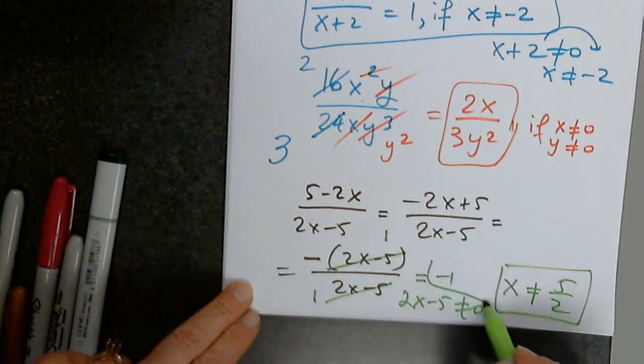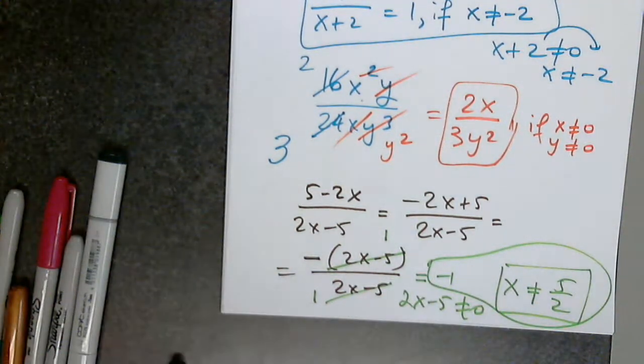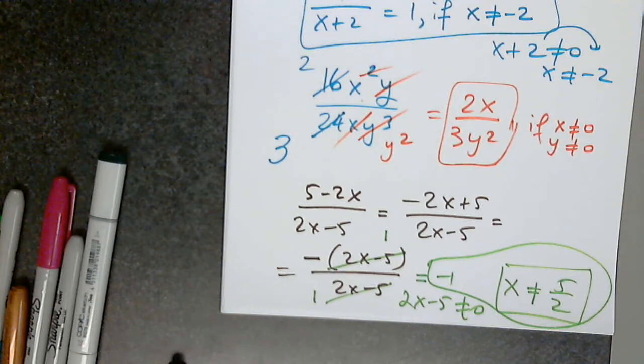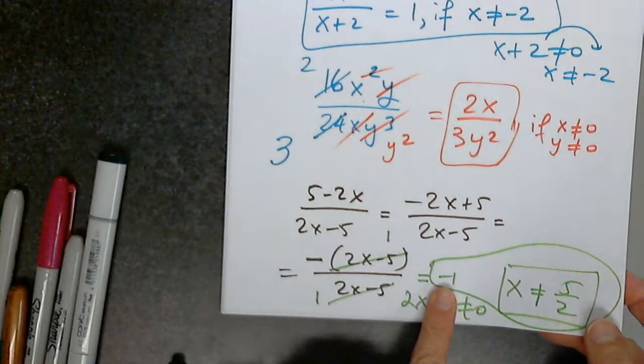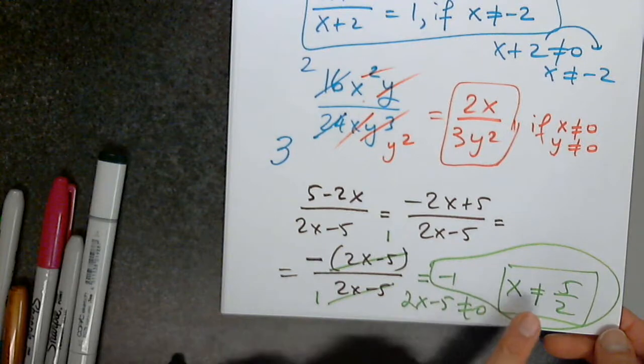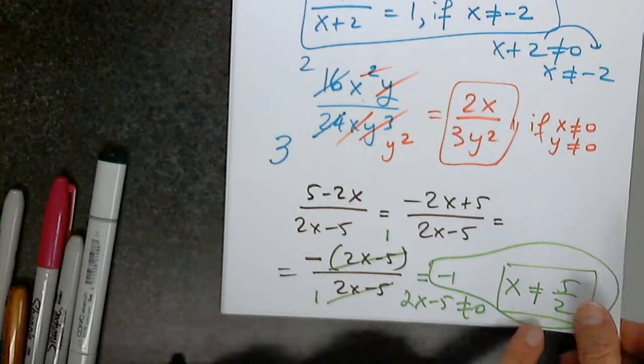Very good. So the answer is this. It includes the restriction. I caution you that your book does not do that, and it's wrong. We know x divided by x is not 1. It is 1 only if x is not 0, and so on and so forth. So here the correct answer is the simplified form is -1 only if x is not 5/2.